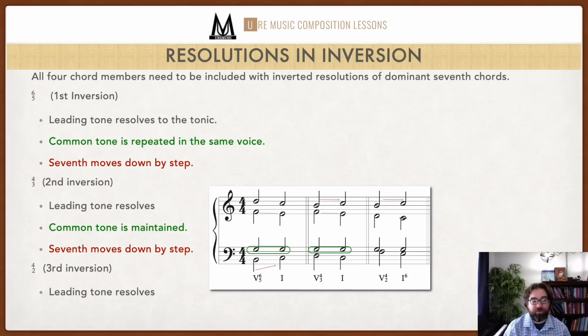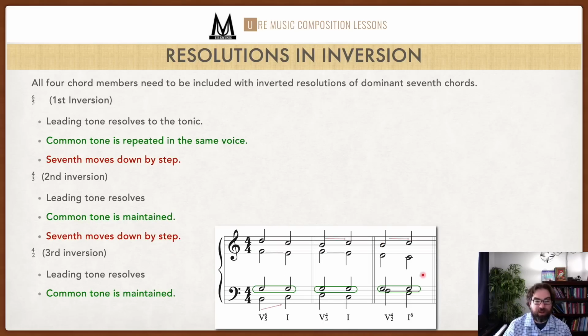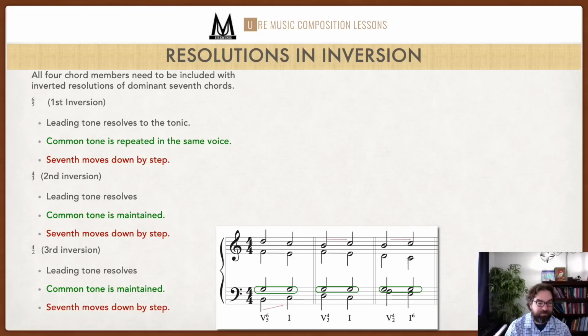In 4/2, now this one always has to go to 1/6. It's because of the nature of the bass movement and the fact that you have the 7th in the bass and it has to resolve down. So you can't have a 5/4/2 that goes to a 1 chord. That would be an incorrect voicing. So first, we need to make sure the leading tone resolves, and it does. The common tone is still maintained, and then the 7th moves down by step, and that's our bass note, and then we just move from D down to C so we can have that doubled root.